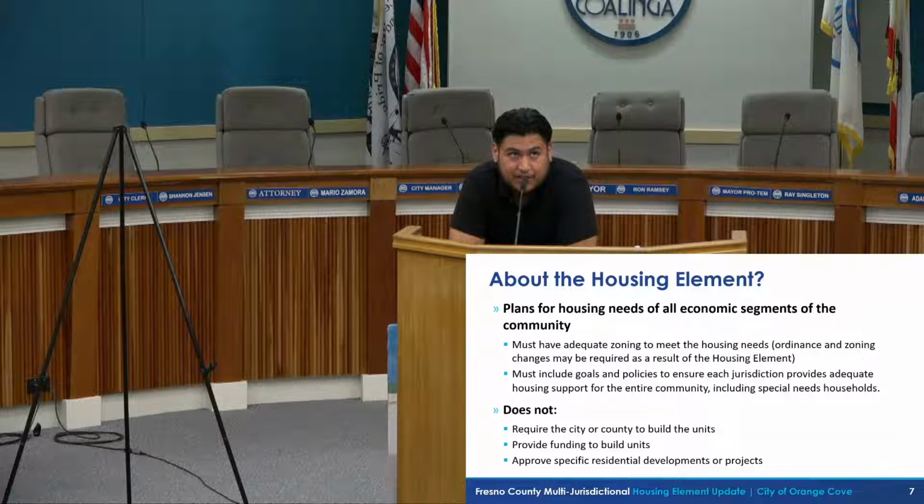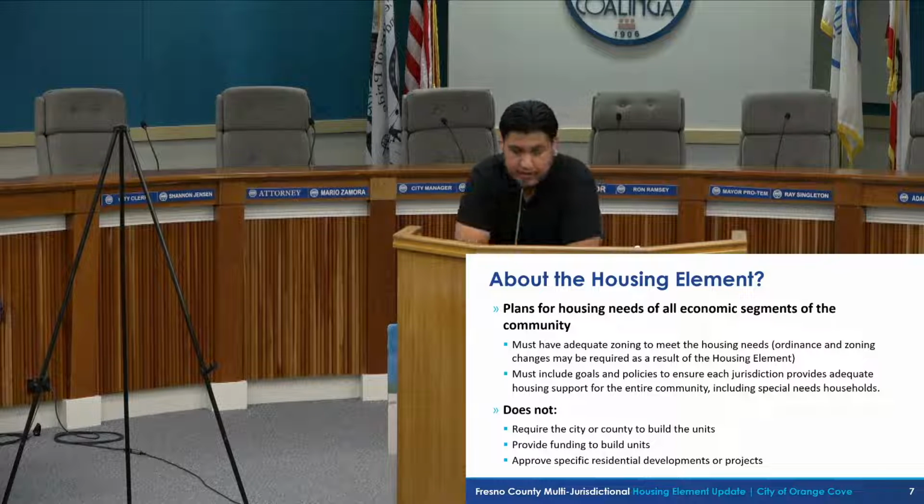Now, what the housing element does not require is that the city or county build the units. It does not require them to provide funding to build the units, and it does not require them to approve specific residential developments or projects. In other words, the way I like to describe the housing element is that it helps each city understand how many housing units they need to be able to accommodate in order to meet their community and population needs.